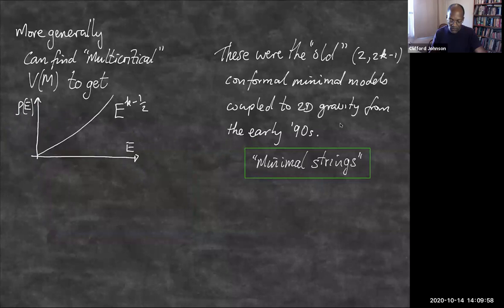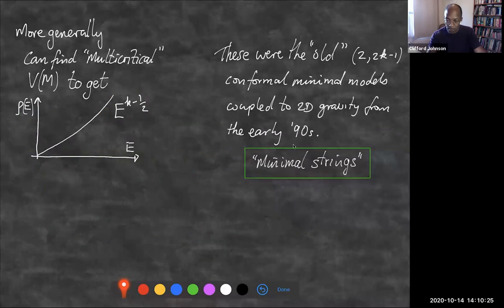This family of models, an individual one that has this E to the k minus a half character, are indeed the double scaled matrix models that people played with a lot in the early 90s, studying essentially string theory worldsheets, which you can also interpret as certain types of conformal field theories coupled to two-dimensional quantum gravity. And those were later on called minimal strings.